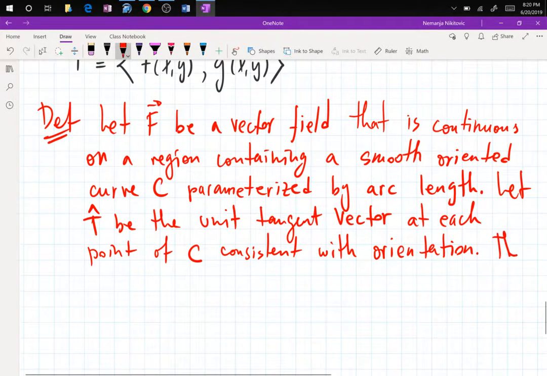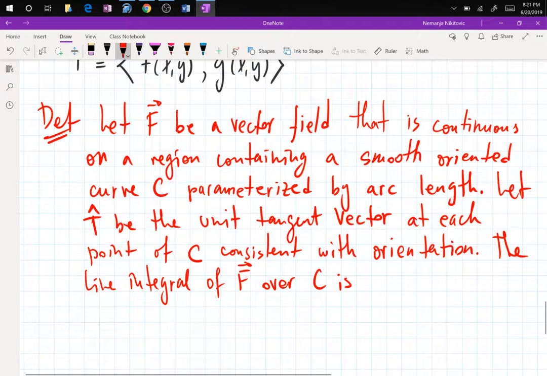The line integral of F over C is the integral over C of F dot T ds. Guys, this is not what we are computing. We are going to have a theorem which will give us the computational formula.